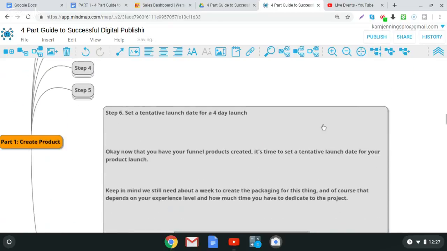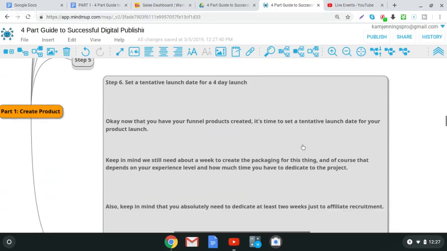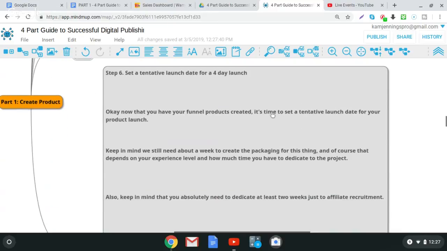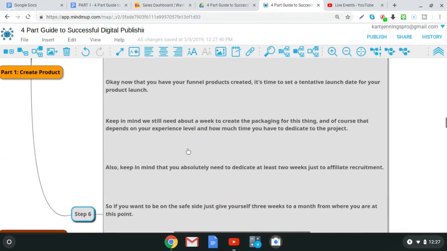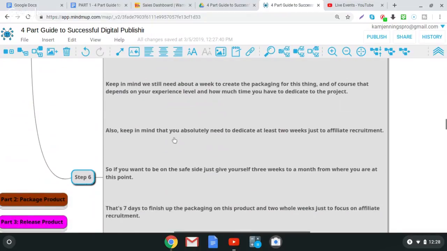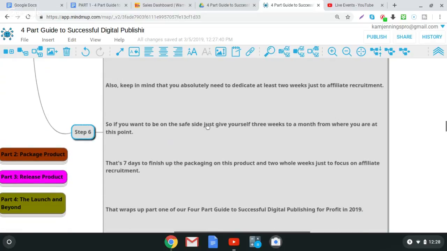Step 6, set a tentative launch date for a 4-day launch. Okay, now that you have your funnel products created, it's time to set a tentative launch date for your product launch. Keep in mind, we still need about a week to create the packaging for this thing. And of course, that depends on your experience level and how much time you have to dedicate to the project. Also keep in mind that you absolutely need to dedicate at least 2 weeks to just affiliate recruitment. So if you want to be on the safe side, just give yourself 3 weeks to a month from where you are at this point.